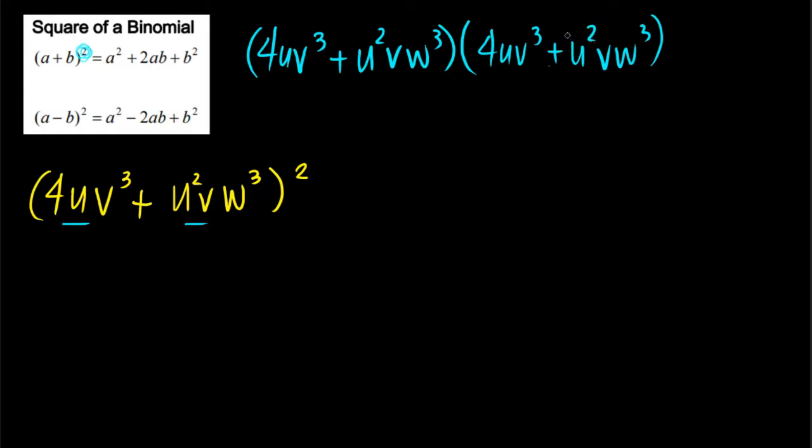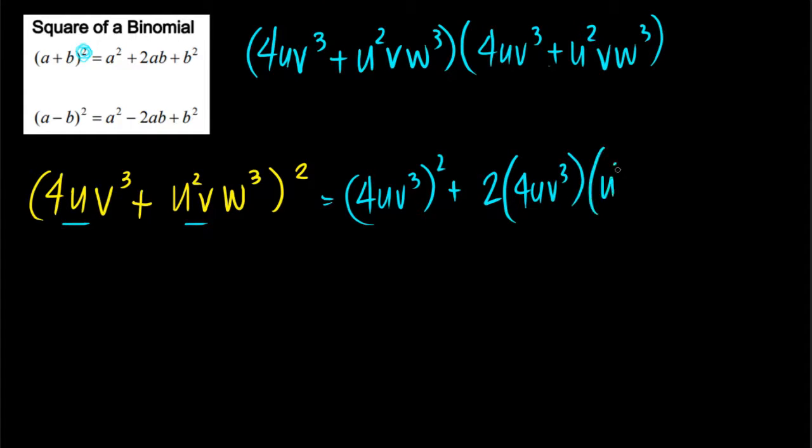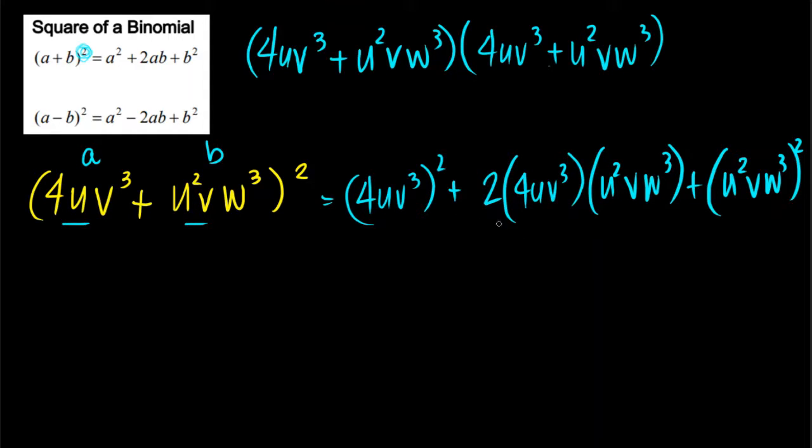Okay, if that's the case, then follow a squared plus 2ab plus b squared. So that is 4uv cubed squared plus 2 times 4uv cubed times u squared vw cubed plus b squared, which is u squared vw cubed squared. Don't forget, this is A and this is B. So we have A squared plus 2 times A times B plus B squared.